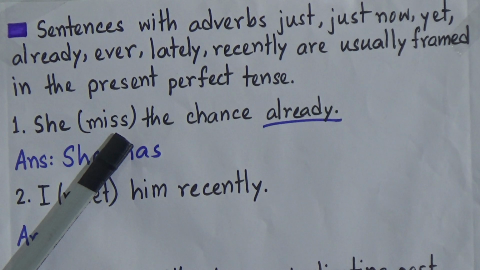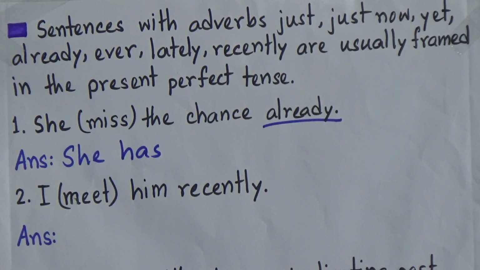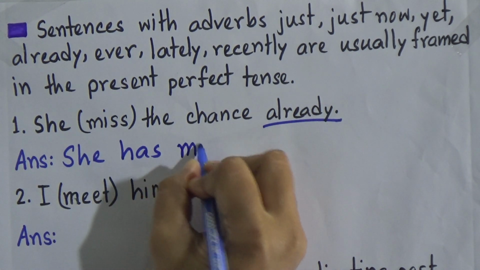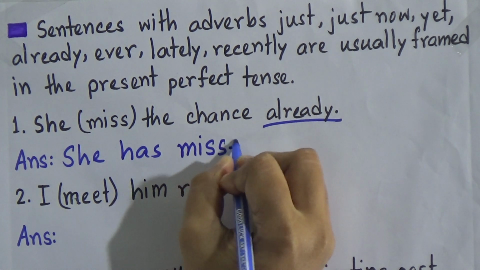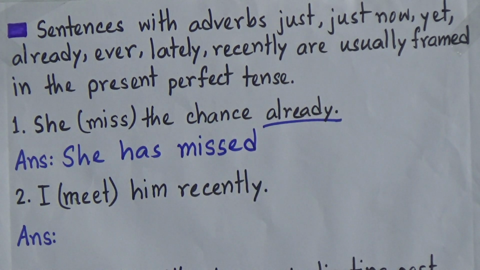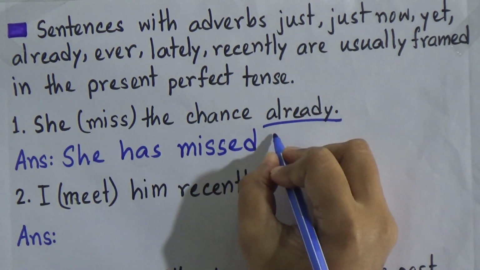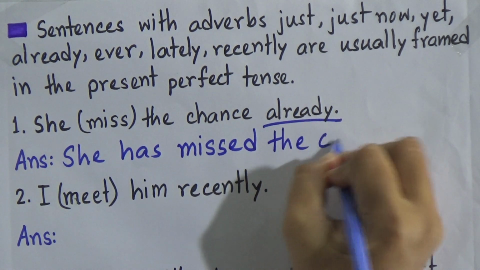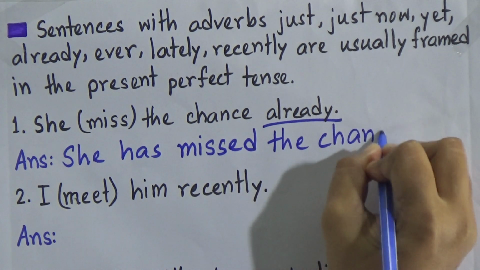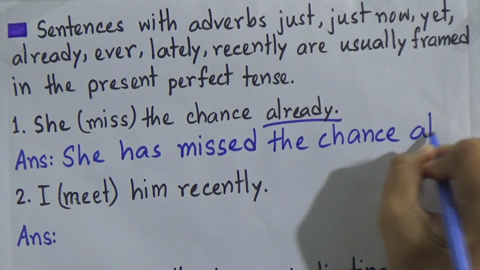Now the past participle form of the verb missed. What is the past participle form of the verb? Yes, you are right, it will be missed. She has missed. Now the rest of the sentence, the chance already.